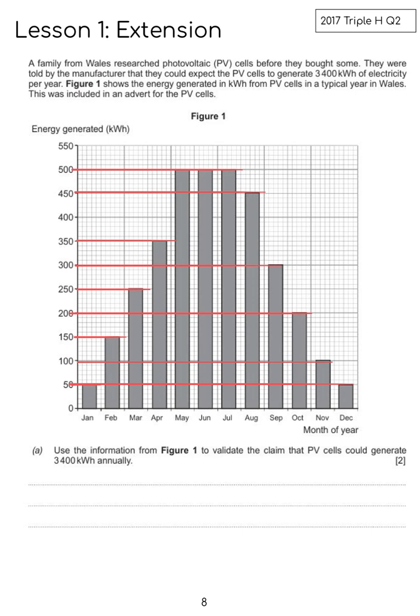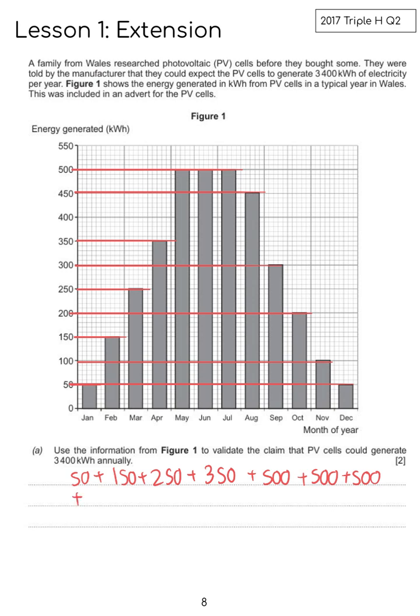So the red lines show with my ruler what every bar reaches. I would always use a ruler for this just to check that you're not reading your graph wrong. So we're going to add 50 for January, 150 for February, 250 for March, April 350, May, June and July are all 500, so we're going to add that 3 times.